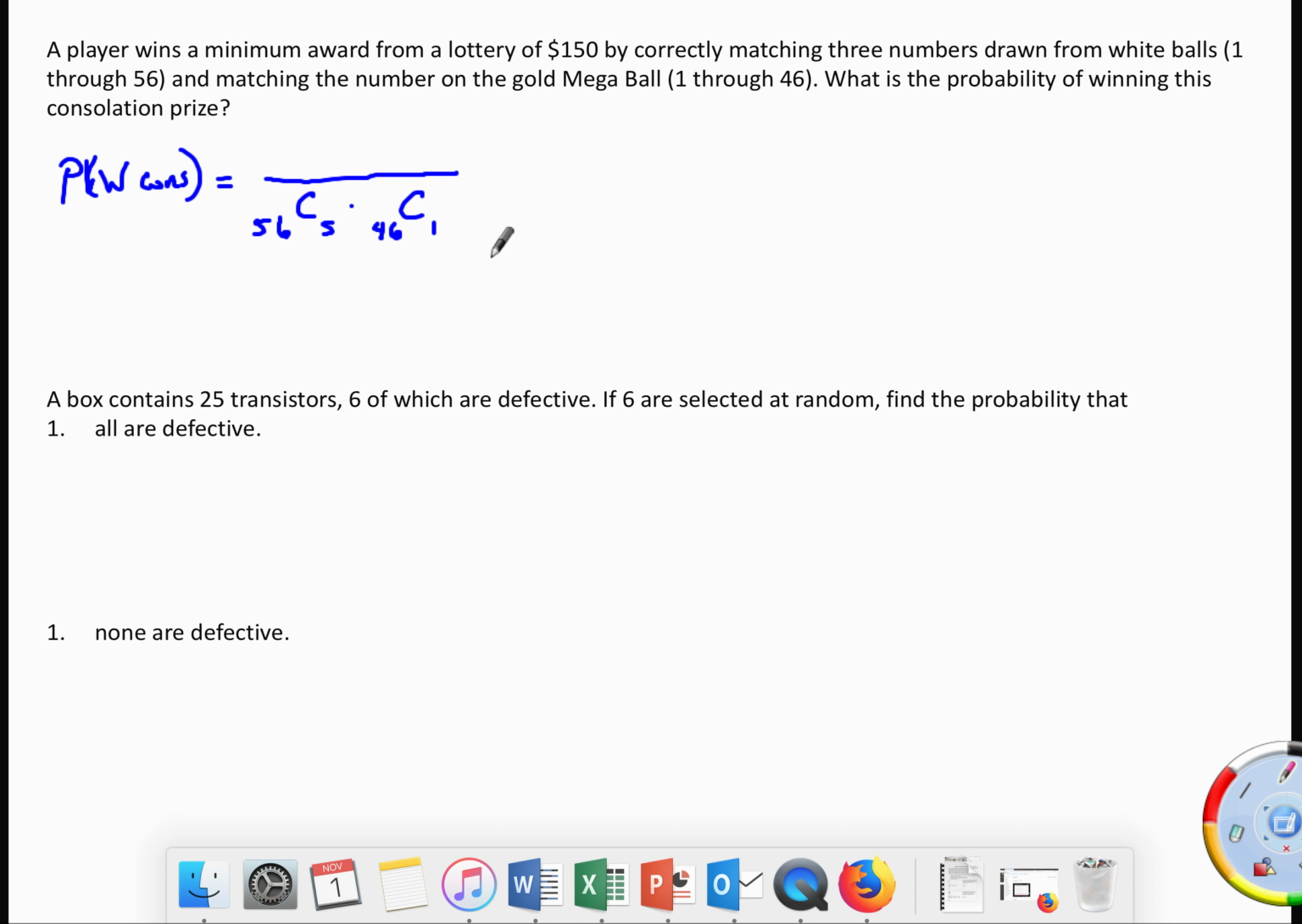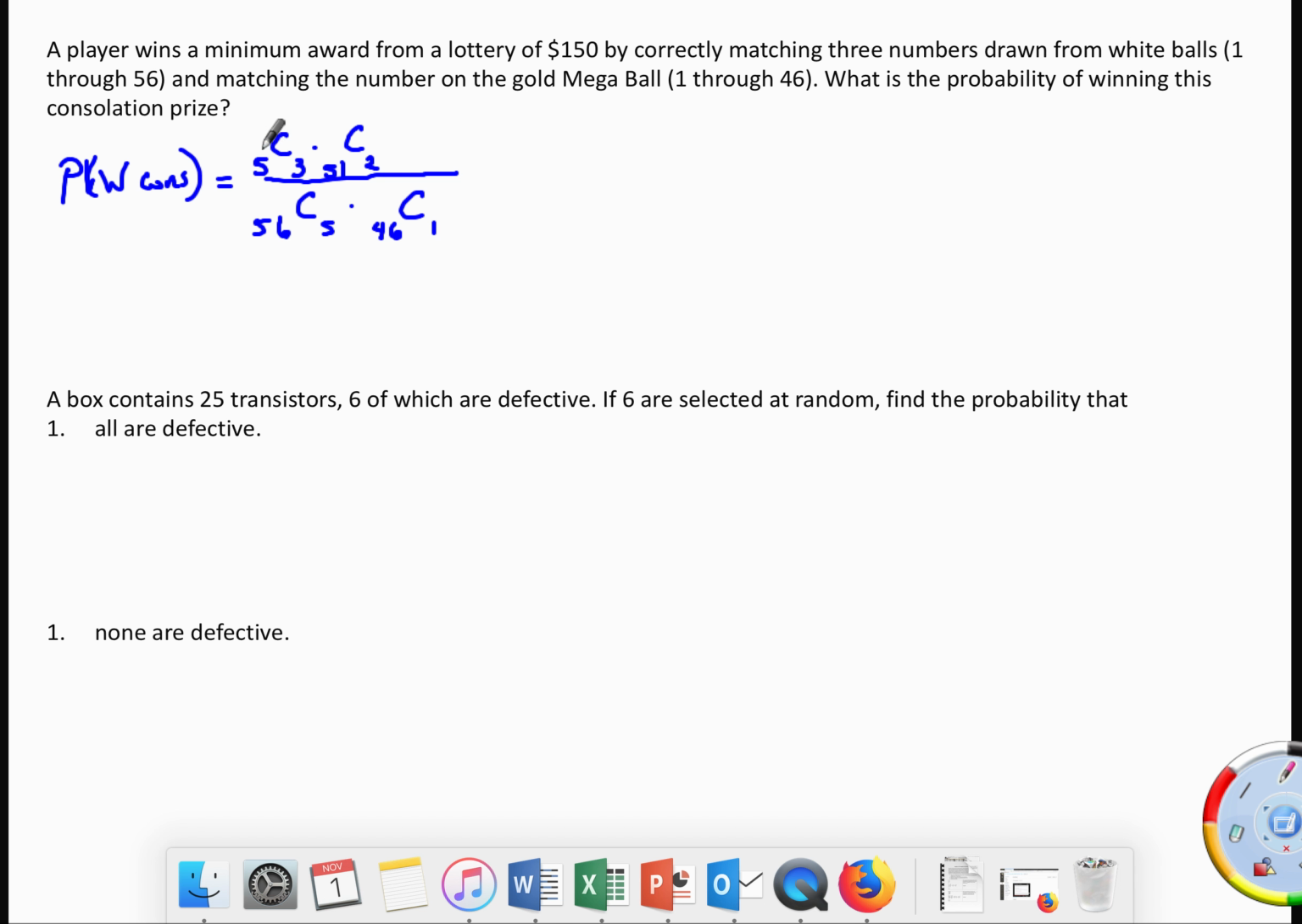Okay, so here's the total number of ways you can draw a white ball. 5 white balls, out of the 56, times the total number of ways you can pick 1 gold ball out of the 46. But this time, you only match 3 numbers from the white balls. Okay, so there are 5 winning white balls drawn. There's 5 of them, and you selected 3 of those 5 white balls, which means you still had 2 more balls, right? So that leaves you 51 non-winning balls, and you chose 2 of those.